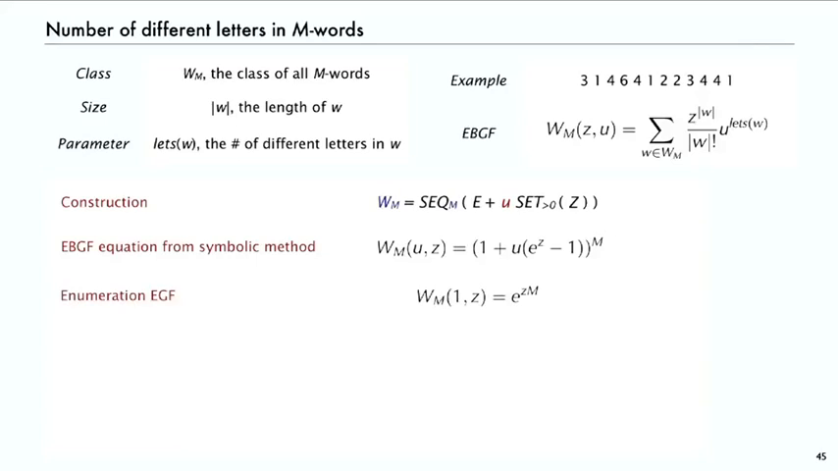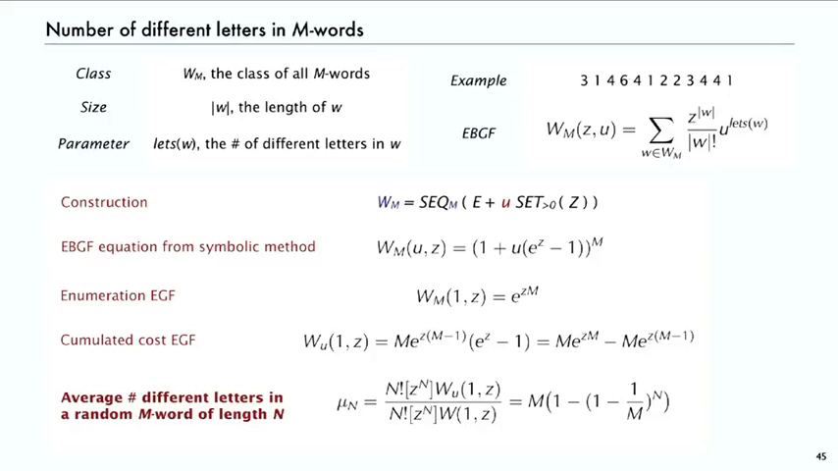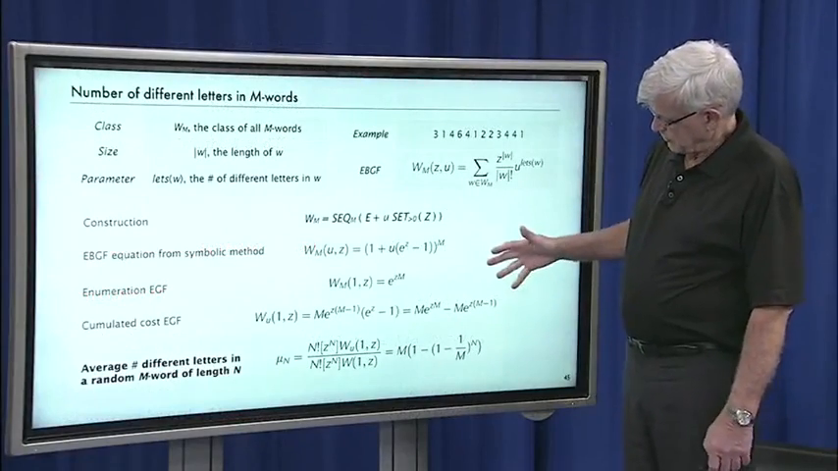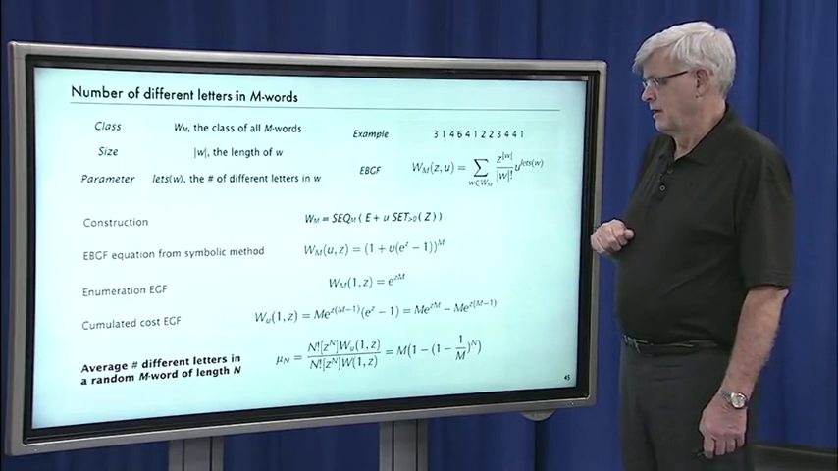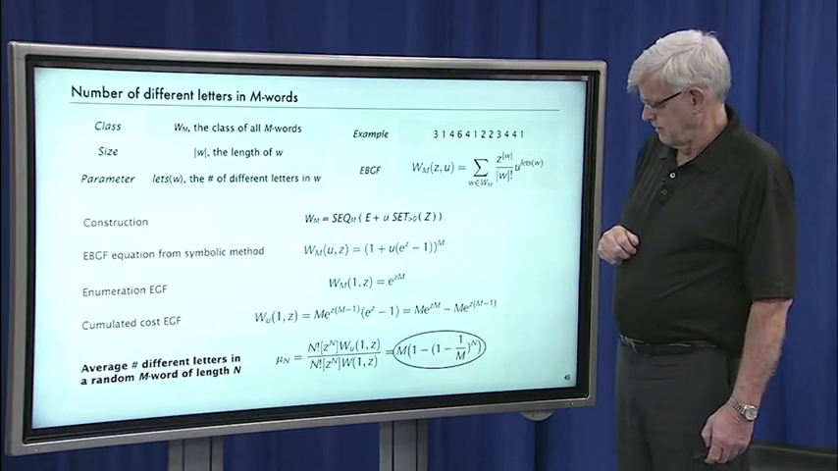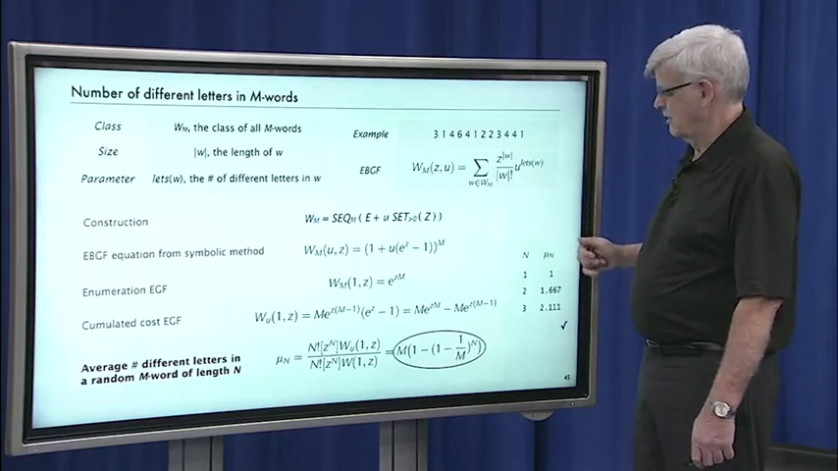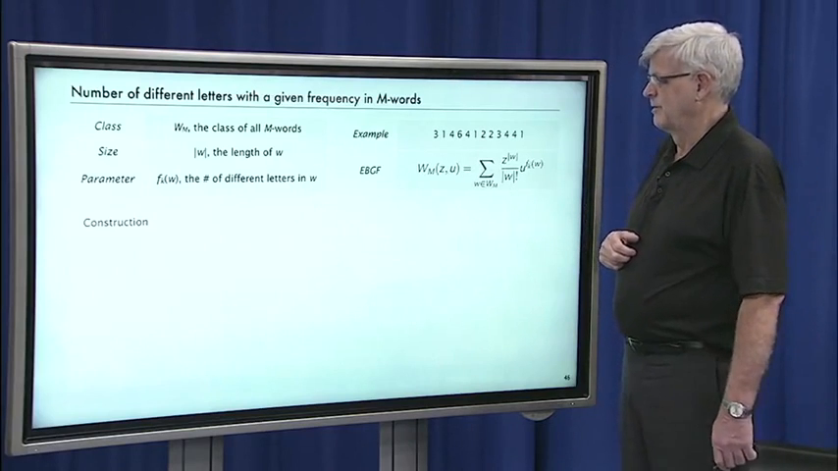So from that equation, we can evaluate at u equals 1 and get e to the zM. And we can differentiate with respect to u and evaluate at 1, and we get a slightly more complicated expression, but when we divide the two, we get the familiar result. The average number of different letters in a random M-word of length n is M times (1 minus (1 minus 1 over M) to the nth). So they're mostly going to be different as n gets large. All the letters are going to be there. So that's to be expected, and that checks with what we observed on the previous page.